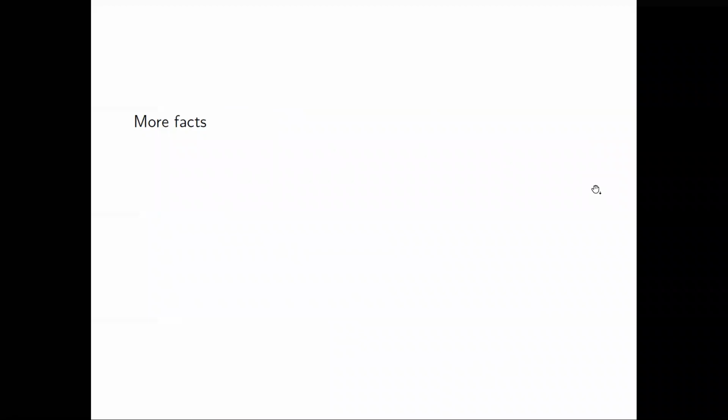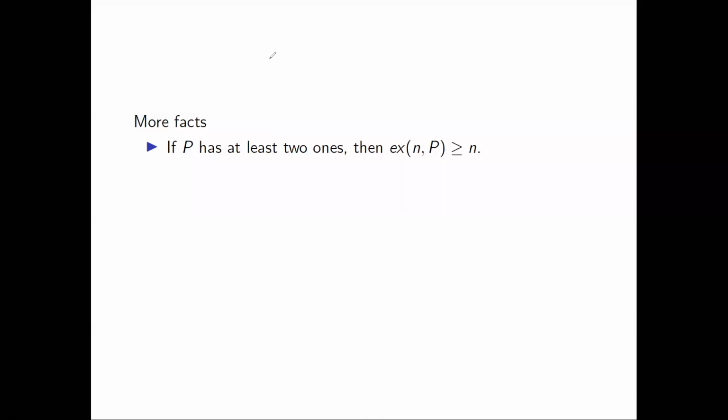So let's look at a few more facts about the extremal function. So I claim if we have a 0,1 matrix P and it has at least 2 ones, then the extremal function EX of n comma P is at least n. We can see this by considering a couple of cases. So case 1, we can say P has 2 ones in different rows.